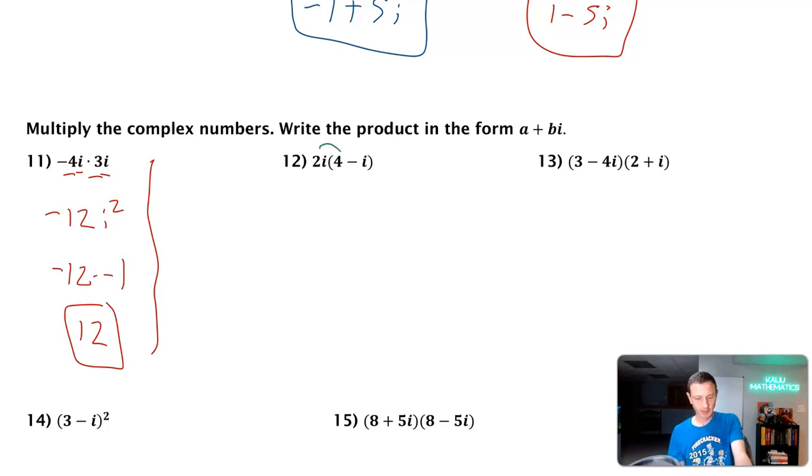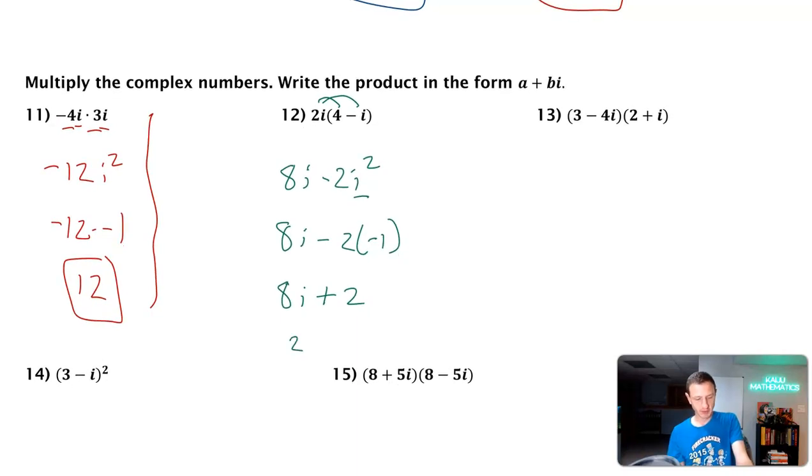Number 12, 2i times 4, 2i times negative i. 2i times 4 is 8i. 2i times negative i is negative 2i squared. Then we have to make sure we're cleaning up everything possible. i squared is negative 1. So this is 8i minus 2 times a negative 1. Negative 2 times negative 1 is positive 2. And we want to write it in the form a plus bi, so I'm just going to flip this around to write it as 2 plus 8i.